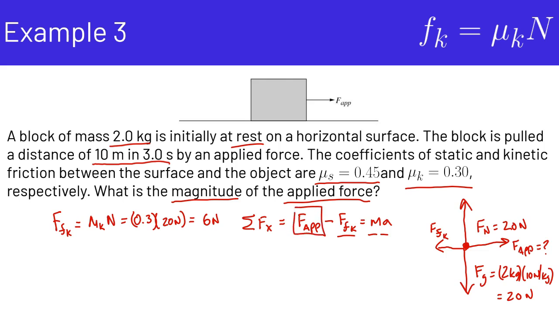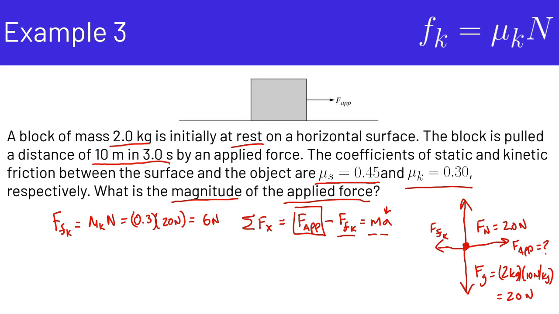So we have to assume that the object is accelerating as it moves, because otherwise, if the acceleration were 0, then we'd have a balanced force here, and it doesn't make any sense to give us the 10 meters in 3 seconds and that the block originally started at rest. So we're going to use a kinematics equation here to figure out what our acceleration is.